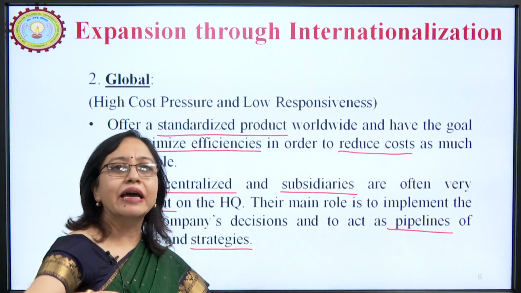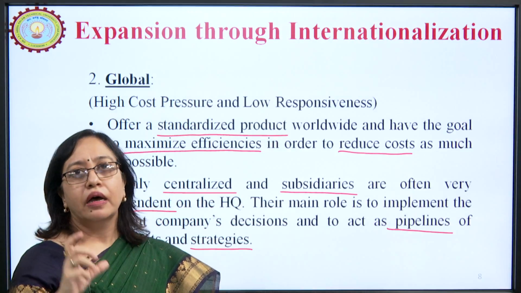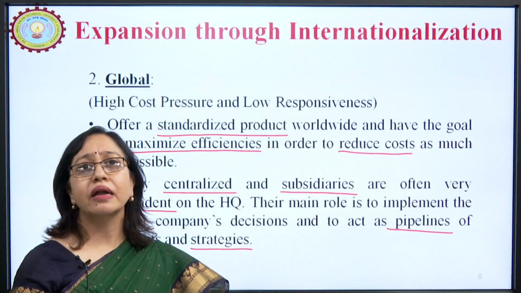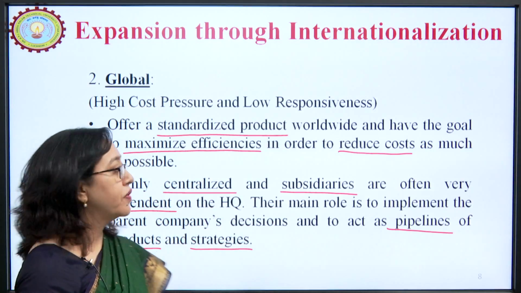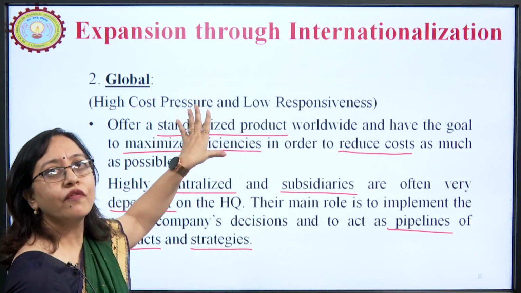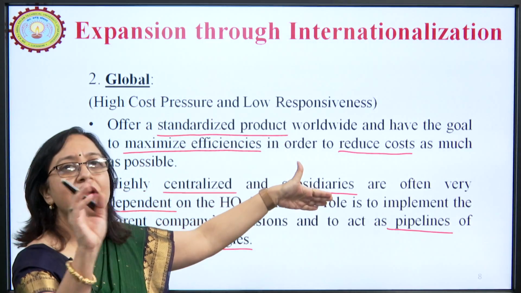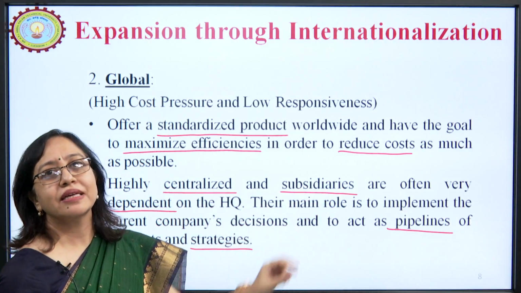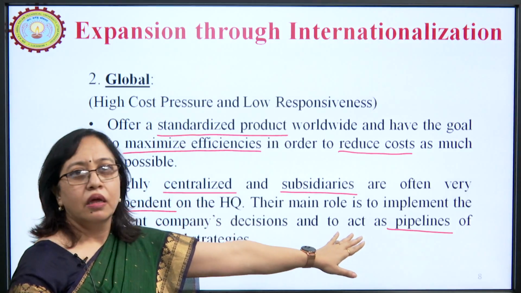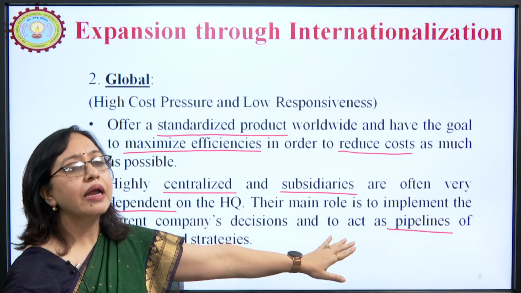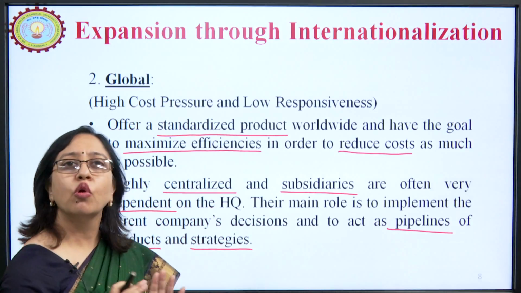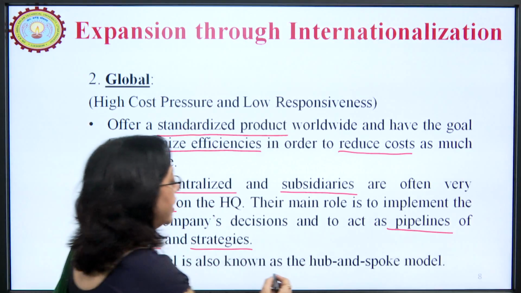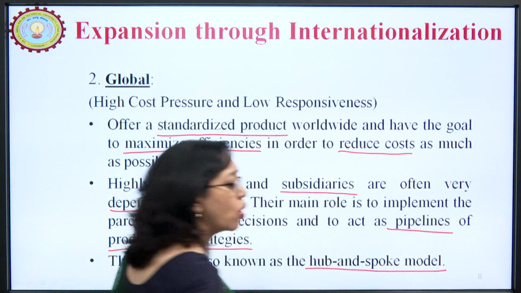So it is just a carrier or a channel. If a company's parent headquarters are located in America, and it is operating in India, and it is following a global approach, then whatever is being sent from the headquarter, the subsidiary existing in India is only to provide that in the Indian market. No changes are being done. So, it basically operates on a hub and spoke model.